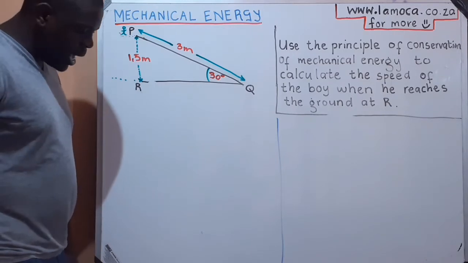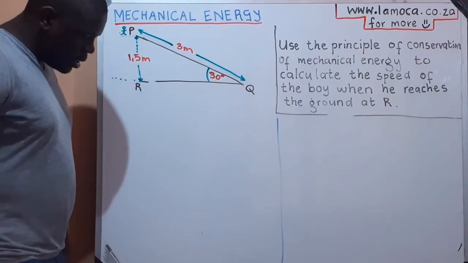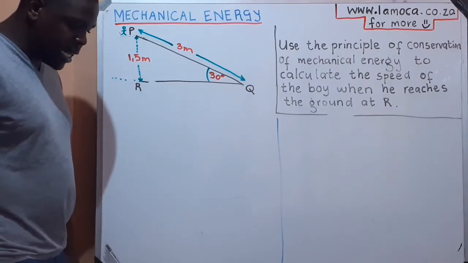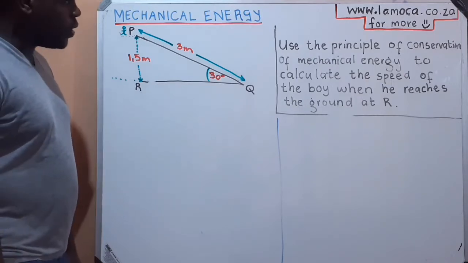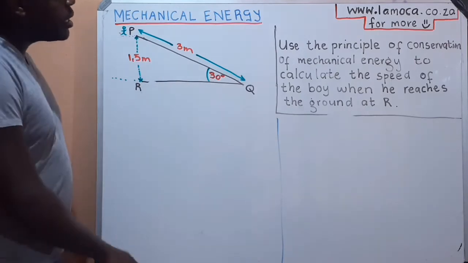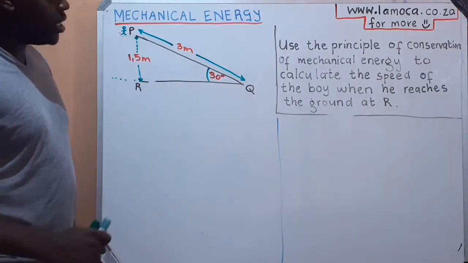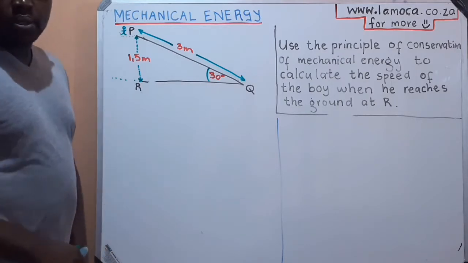A boy of mass M stands at the top of the slide at P. The boy falls vertically down from the top of the slide through the height PR. Ignore the effects of friction. Now the question says use the principle of conservation of mechanical energy to calculate the speed of the boy when he reaches the ground at R.